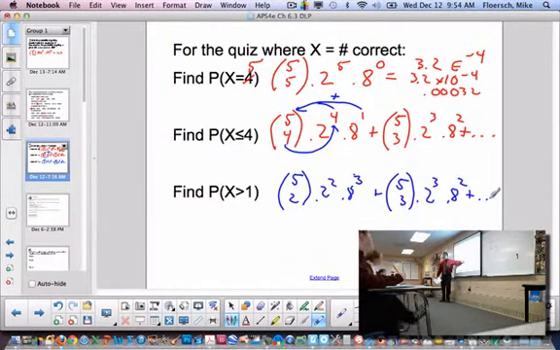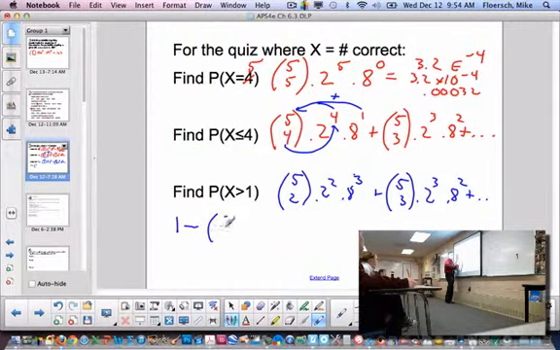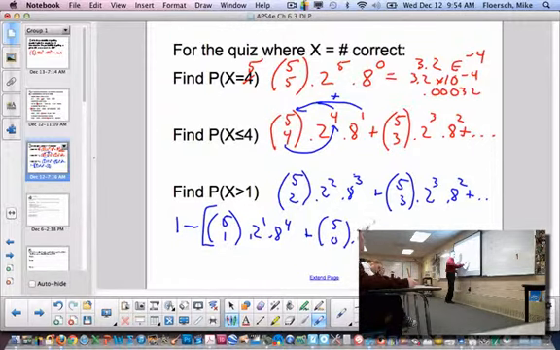Is that the only way to do this? No. Could you have done 1 and 0, and then subtracted it from 1 to get the 2, 3, 4, 5? Probably easier to just do 1 minus 5 choose 1, times 0.2 to the 1, 0.8 to the 4, plus 5 choose 0, times 0.2 to the 0, 0.8 to the 5. Either one of those would have worked. Do you understand the concept here?